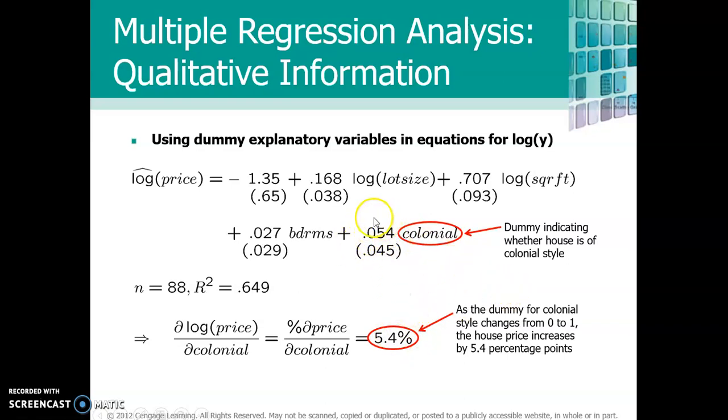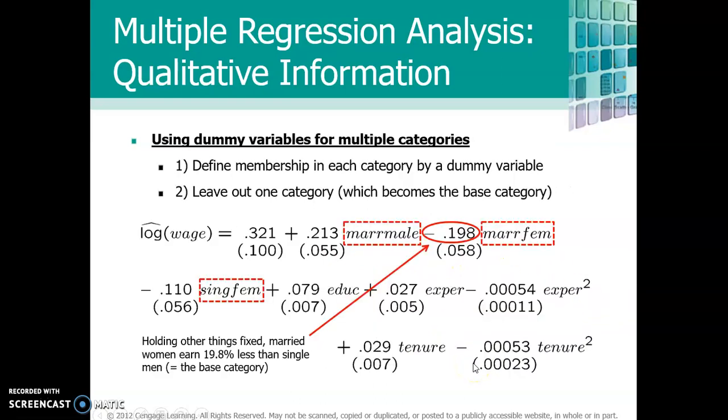So this coefficient tells us that as the dummy variable for colonial style changes from 0 to 1, the house price increases by 5.4 percent. Meaning that if the house is of colonial style, the price is also likely to increase, because that is what the coefficient tells us.